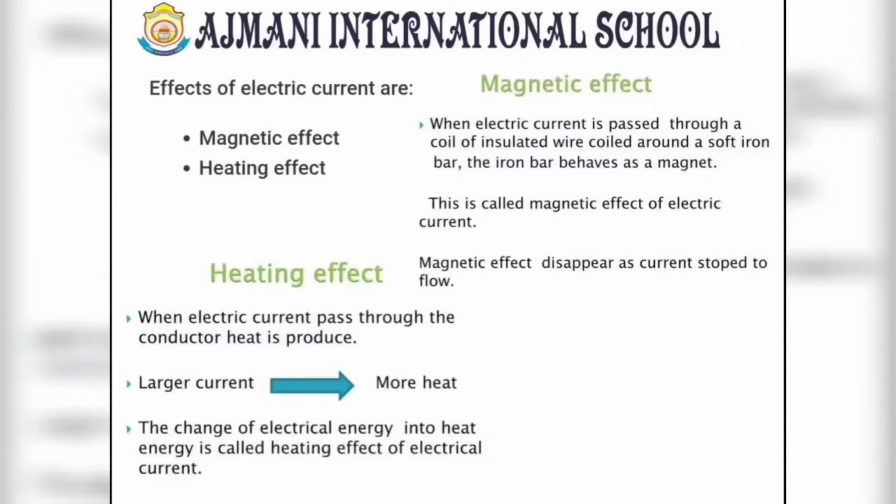Many electric appliances work as a result of this effect. For example, an electric iron becomes hot when switched on. This is because the current flows through the wire and produces the heating effect. What is the magnetic effect? When electric current is passed through a coil of insulated wire coiled around a soft iron bar, the iron bar behaves as a magnet, and this effect is called the magnetic effect of electric current. This is used in the electric bell and some other devices.